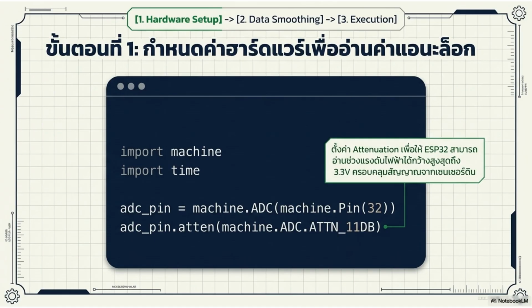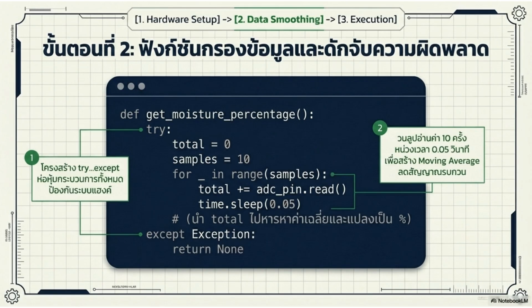Step 1. Hardware setup. We import necessary modules and initialize the ADC pin. We also set the attenuation to 11 dB, so the ESP32 can read the full voltage range up to 3.3 volts from the soil sensor. Step 2. Data smoothing. We define a function using a try except block for error handling. Inside, a loop reads the sensor 10 times to calculate a moving average, smoothing out the noise.